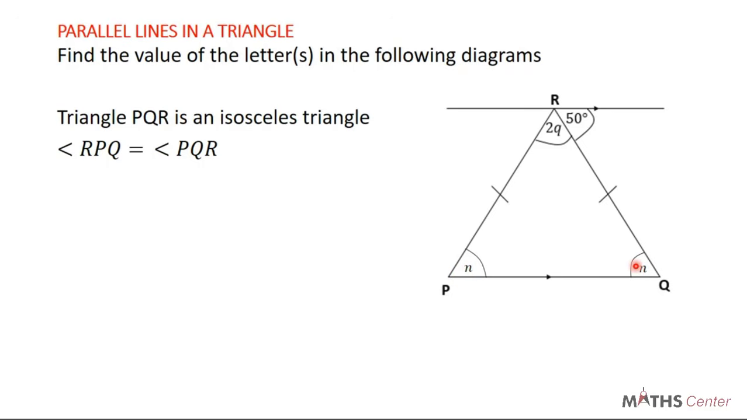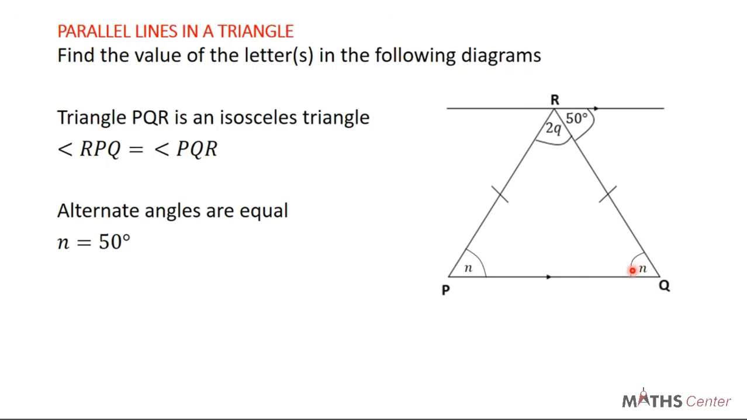Now let's look at it very well. How do we find these angles so that we'll be able to find Q? We can see from here that, looking at the position of 50 and N, 50 and N are alternate angles, and alternate angles are equal. So N is equal to 50 degrees. So we have used the property of alternate angles because we have parallel lines, to find N.